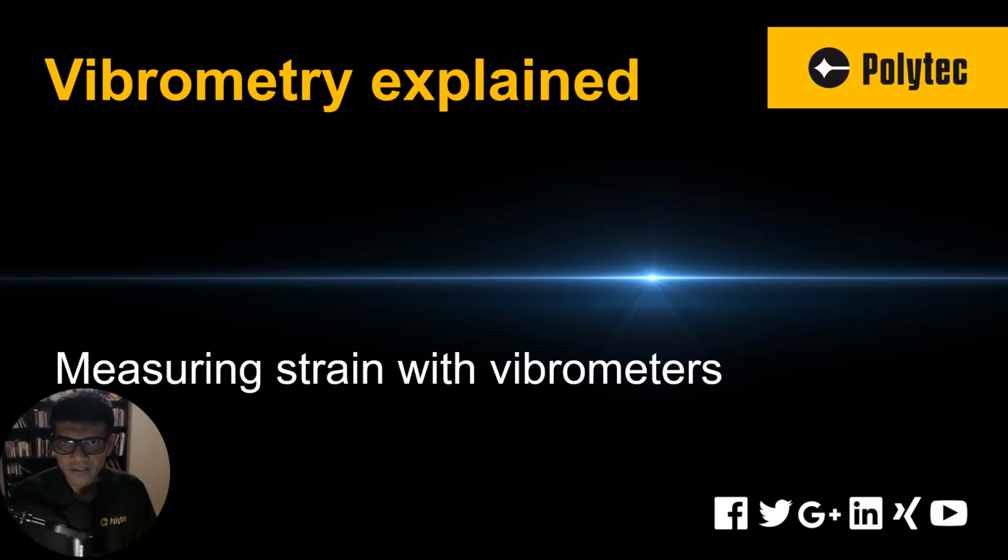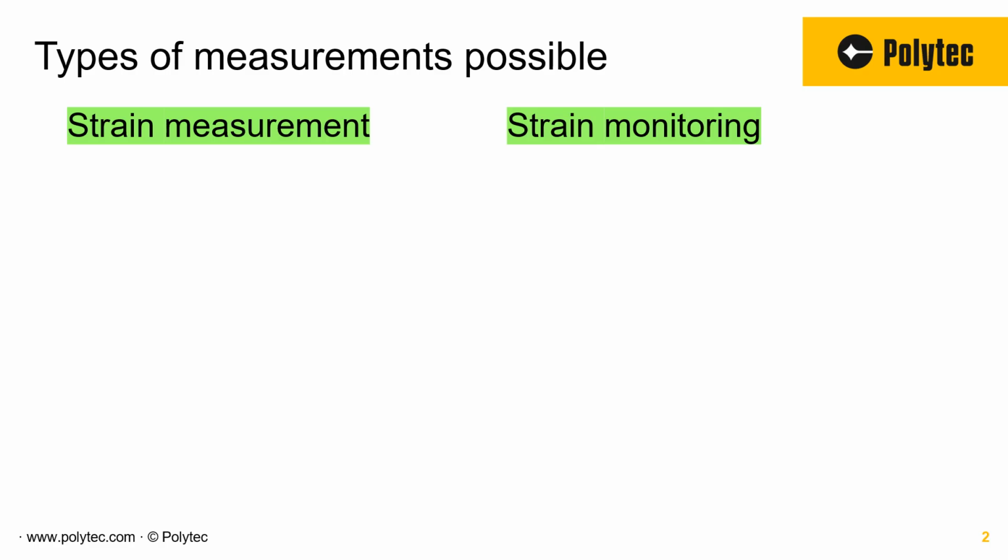Welcome back, everyone. Today we're going to talk about a lesser known capability of the vibrometers, which is to measure strain. Let's get to it to keep this nice and short. So I'm going to break it down into two different components. One is strain measurement and another is strain monitoring. As we go through the differences between the two, you'll see the differences in components as well.